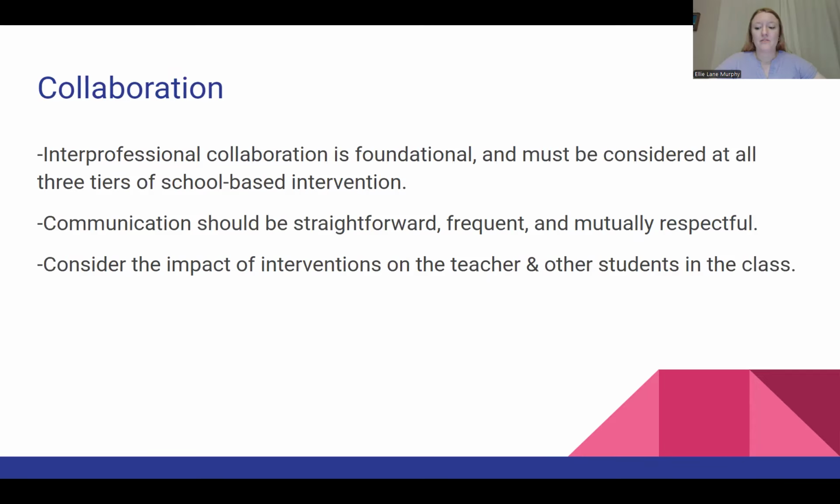A key part of intervention planning is collaboration. Interprofessional collaboration should always be as clear and straightforward as possible. It should be as frequent as possible. You should keep an open line of communication with the teachers, and it should be mutually respectful. So I would encourage you to introduce yourself to any new teachers at the beginning of the year. Introduce what you're trying to do, what your role is on the team, answer any questions that they have, and be curious about what their needs are and what their role is.